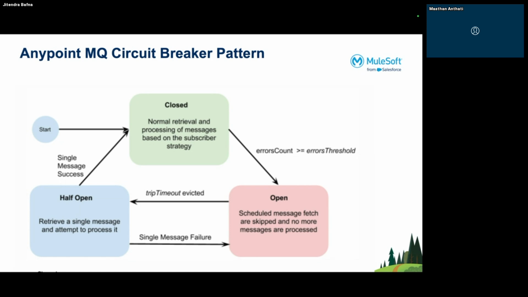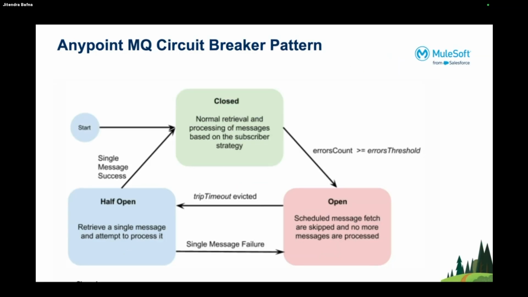I think. Okay. So generally, whenever you implement the circuit breaker pattern, your circuit is always closed, which means your processing is happening. As soon as the circuit opens, it means your connection has been broken. When the circuit is open, it will not accept any messages. So basically here I receive the message, and my Anypoint MQ is processing the message.